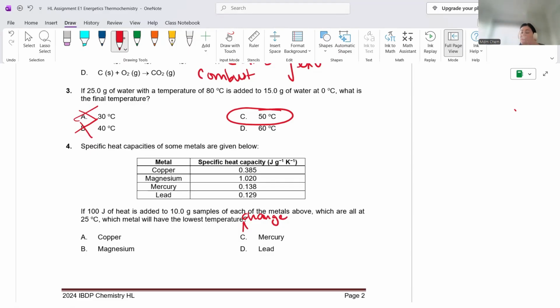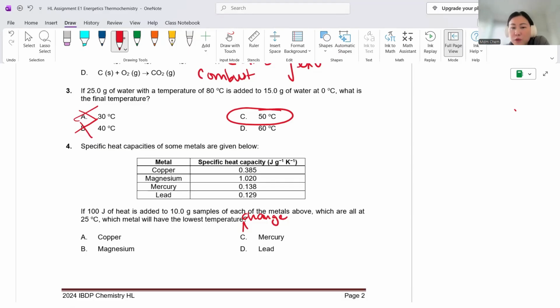All right. So if everything is the same, the amount of heat is the same, the initial temperature is the same, then the only thing that matters is the specific heat capacity. So we need to understand what specific heat capacity is. It is the amount of heat energy needed to raise the temperature of 1 gram of a substance by 1 Kelvin. So the more it requires to raise it by 1 Kelvin, the 100 joules will only result in a smaller temperature change.